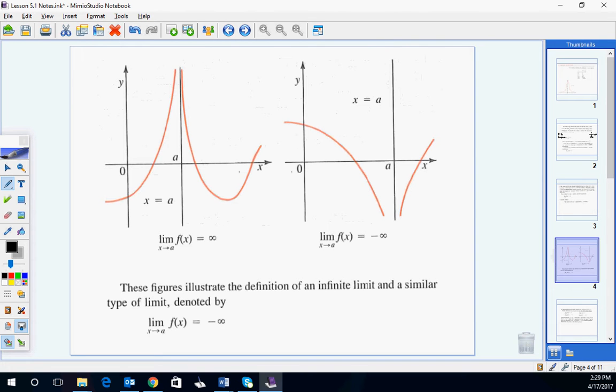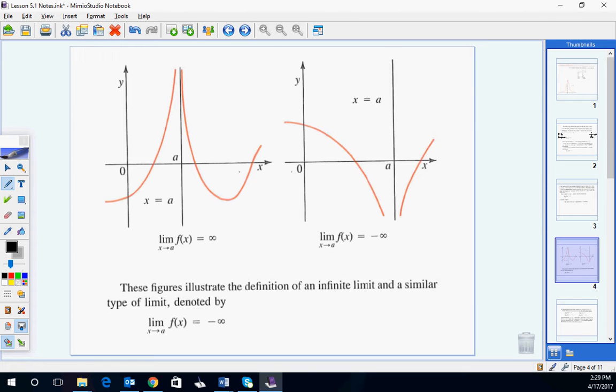Look at these pictures to help illustrate what's going on. This one, as x goes to a, is going to infinity. This one is infinitely going up. This one is a little bit steeper, but it's still not crossing, and it's infinitely going up. For the one on the right, they're both dropping, so they're both going to negative infinity, downwards. These figures illustrate the definition of infinite limit and a similar type of limit with negative infinity. This is pretty simple stuff so far.